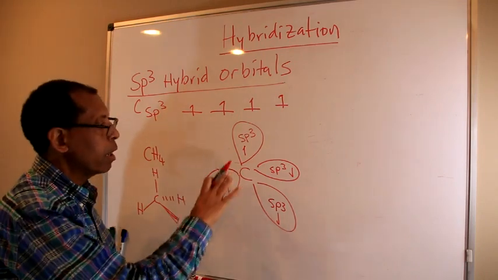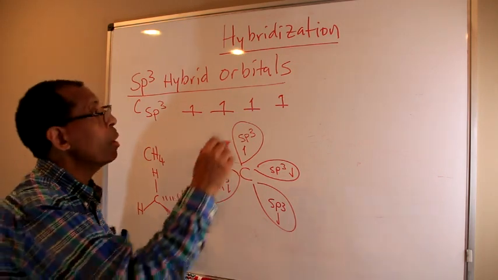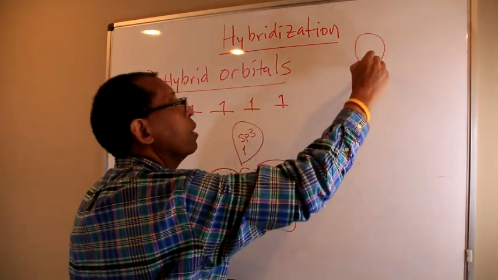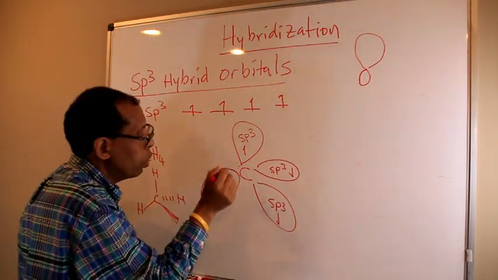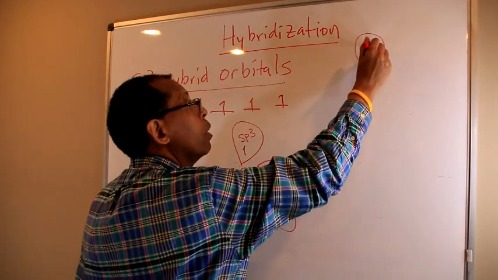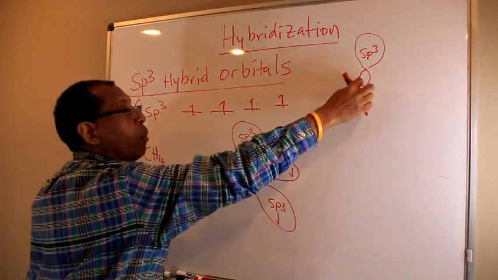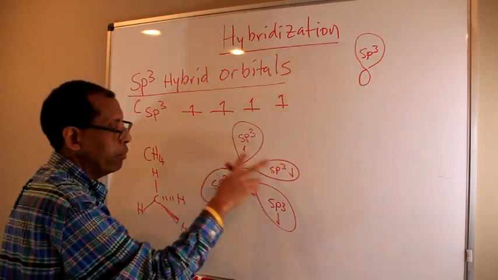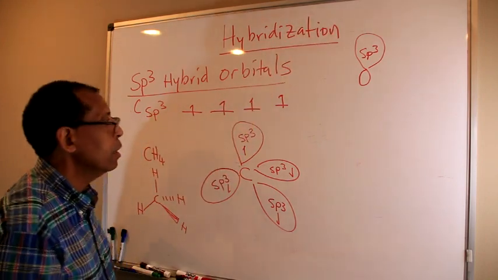Remember that since they are made of s and p, the p has a shape that's like this. So the hybrid orbitals actually have a small lobe, which I didn't show because I don't want to complicate. This is actually the sp3 orbital. This is how it looks, but I didn't show this small lobe in all of them. But that's how the sp3 hybrid orbital looks.